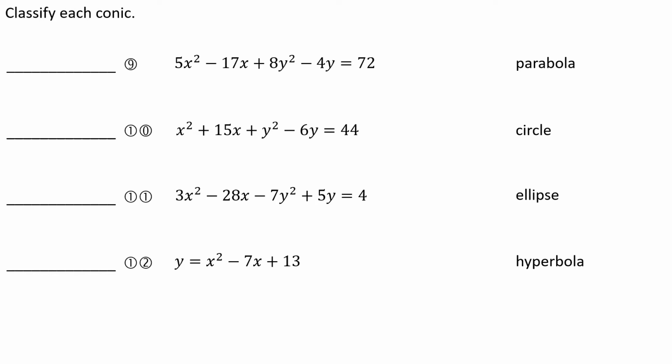Classify each conic. So what do you think number 9 has to be? X is squared, Y is squared, they're both positive, but they've got different coefficients. It has to be an ellipse.